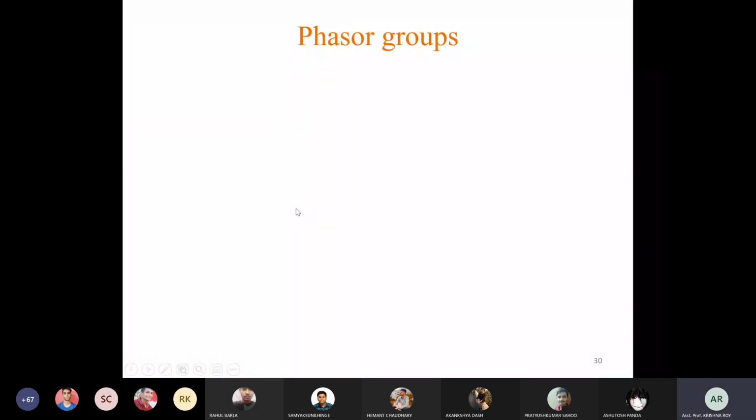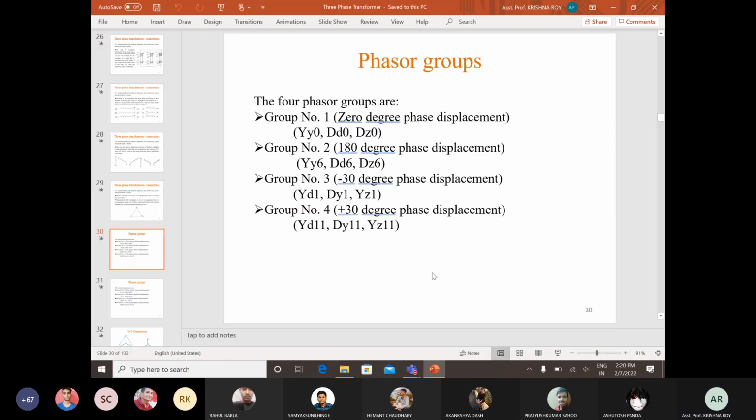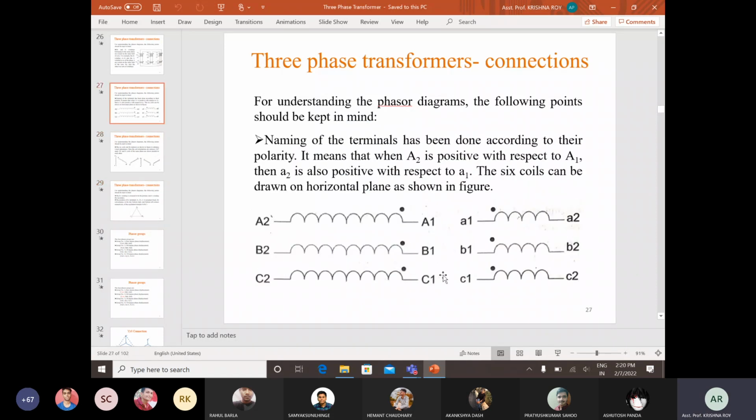So today I am going to discuss phasor groups. To draw the phasor groups of three-phase transformers, we need to follow certain conditions that I have discussed in the last class, but I am going to show you those conditions once again. So here are the conditions that need to be followed.